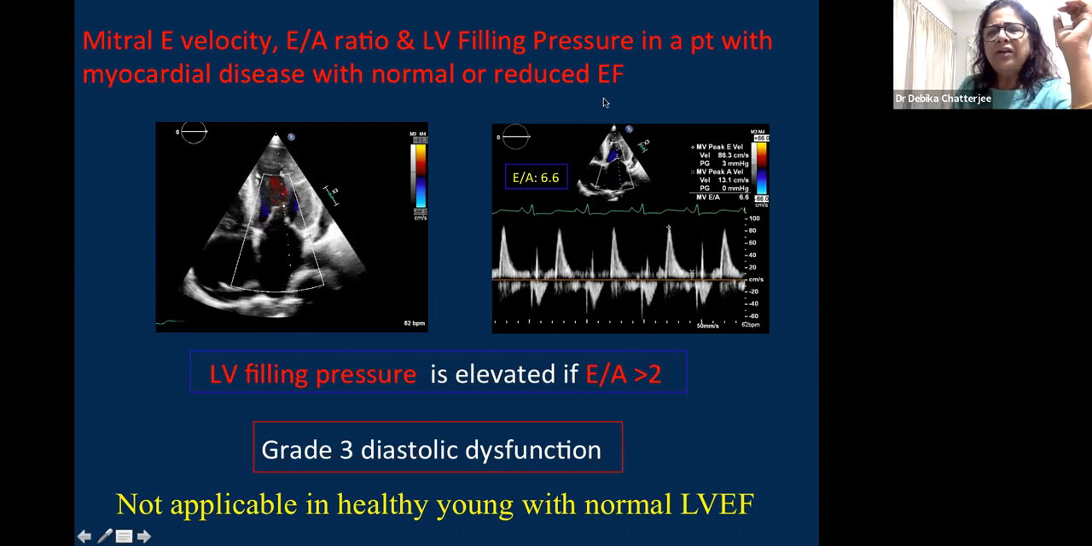This is the pattern. If you get it in a patient with myocardial disease, then only are you going to tell that it's a case of grade 3 diastolic dysfunction. Clear?